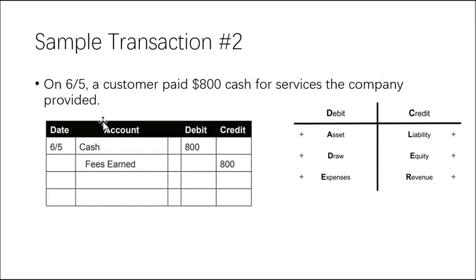Transaction number 2. On June 5th, a customer paid $800 cash for services the company provided. So we know that cash is an asset account that is increasing, therefore it is debited. And fees earned is a revenue account that is also increasing. And we know that for a revenue account, if it is increasing, we credit it. Therefore, it is credited in the journal entry. And also, do not forget your indentation.